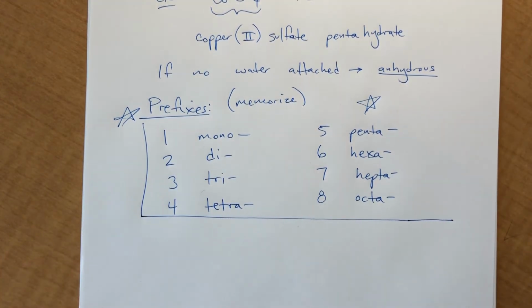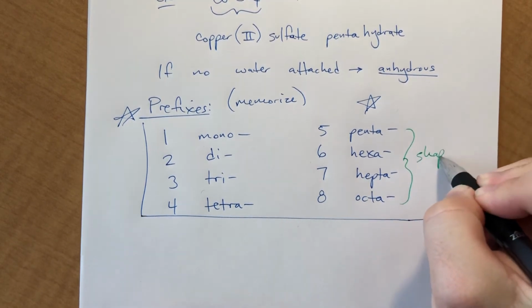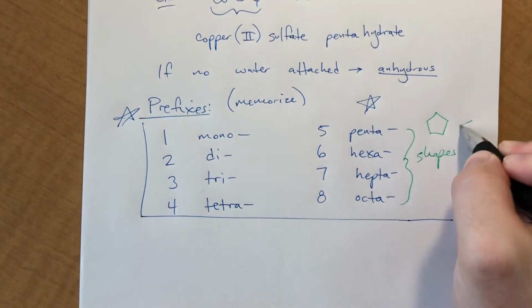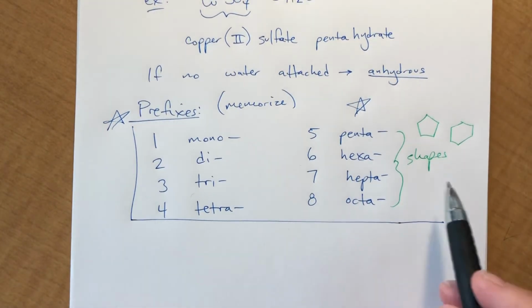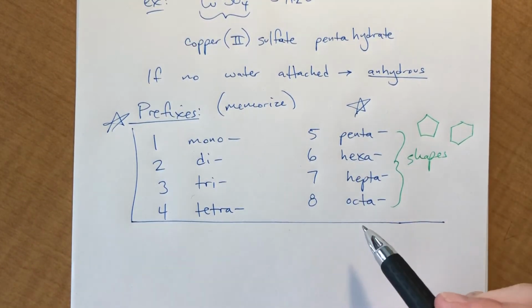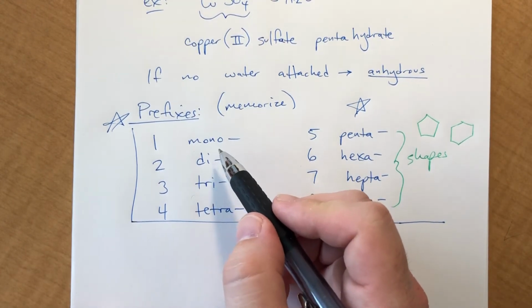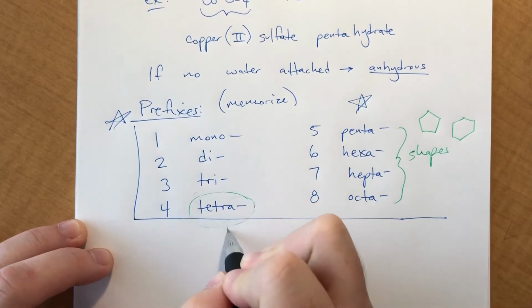I'm going to kind of color on this. These ones are like shapes. Like for example, this is a pentagon. If you had a six-sided shape, this is a hexagon. Same prefixes. Okay, so if you've ever learned your shapes, anything above 5 sides, the prefixes are the same. Di and tri are fairly obvious. Mono is usually fairly obvious. Most people have heard of that one. Tetra is the weird one.